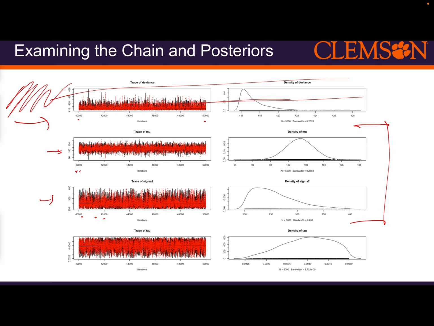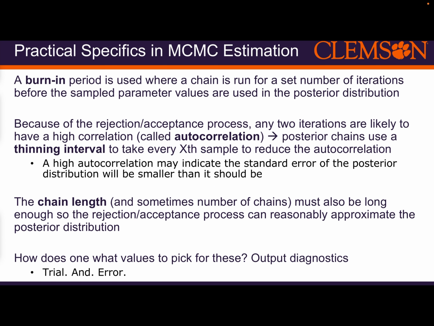Once we look at this, we assess whether they converge. If they have, we pool all values, we forget which chain they came from, and we create a histogram, a smooth histogram, a density plot, if you will, of each of those parameters. So the density for the mean looks nice and symmetric, and the central part of it is right about there. The variance is a little skewed, but we would expect that, particularly if we had a small sample. But we can see its uncertainty in the chain as well. So once again, the burn-in period is where a chain is run for a set number of iterations before the sampled parameter values are then drawn and put into the posterior.